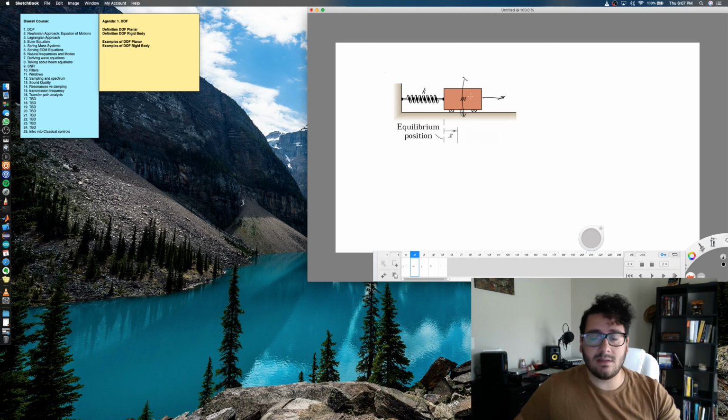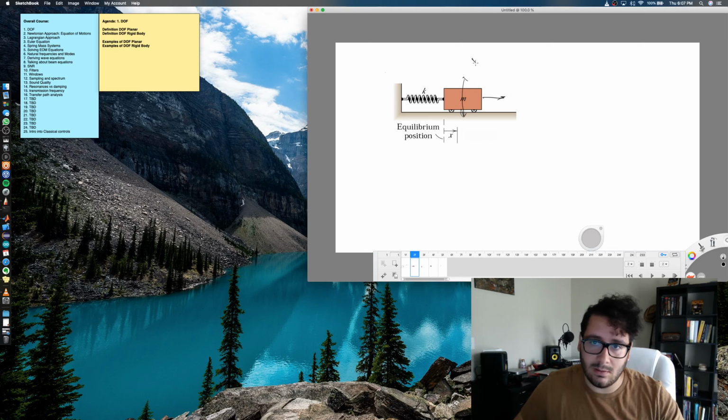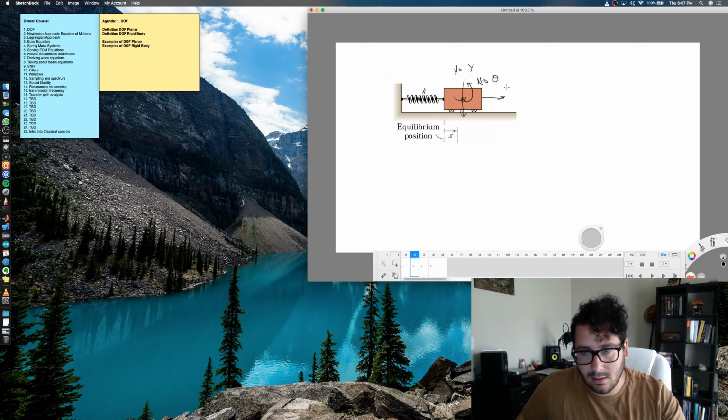From the looks of it, it's good to assume that, okay, you know what? No movement in the Y. This body is not going to move in the Y direction. So no Y. Okay, can this body rotate? Well, from the looks of it, there would be no theta either.